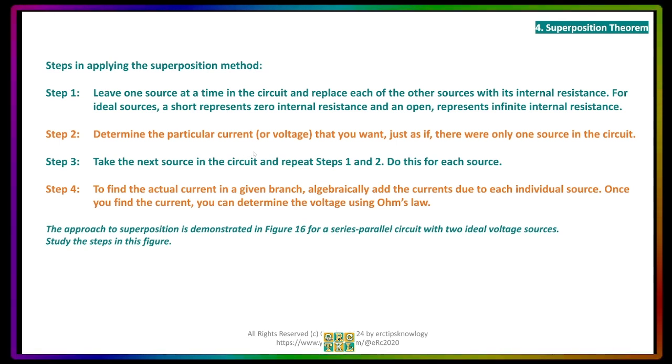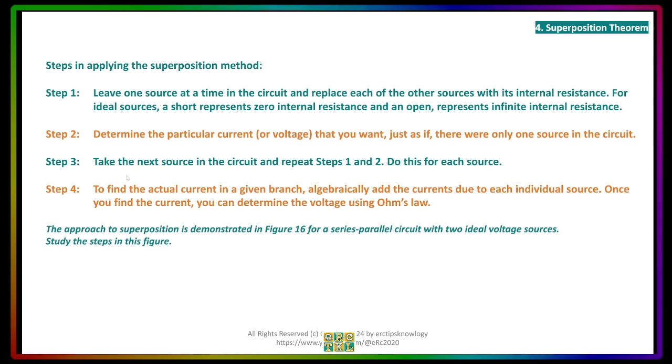Now we determine the particular current for that. We can determine the current or the voltage that you want, just as if there were only one source in the circuit. Therefore, in superposition, if you're not good at using KCL, KVL, Ohm's law, the current divider rule, or the voltage divider rule, it would be very hard for you to do the superposition theorem. So you have to review the previous lessons about calculating currents and voltages first before you do the superposition.